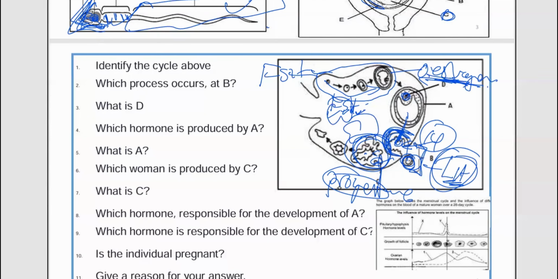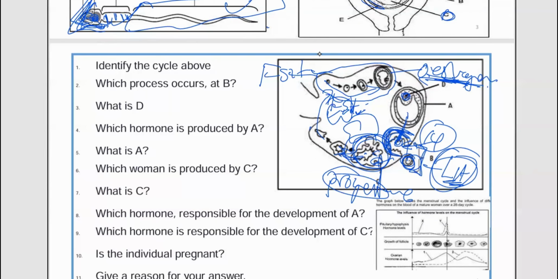And then the level of progesterone is going to be kept high. But if fertilization does not take place, the level of progesterone is going to drop. Why? Because the corpus luteum is shrinking. And then the cycle continues like that.